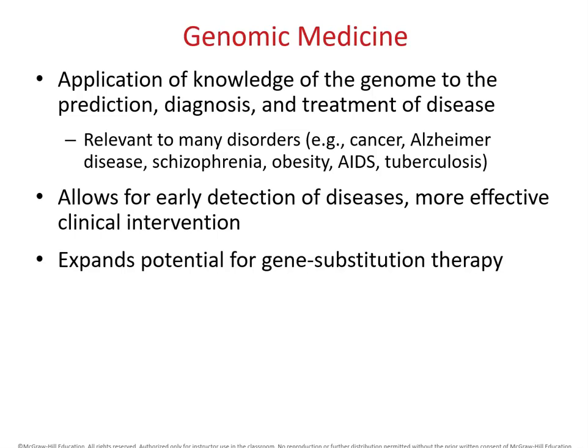If we know that a person has specific mutations, we can do a better job at predicting their disease outcomes. We can diagnose diseases sooner, even sometimes before symptoms are severe, and we can also treat diseases more specifically.